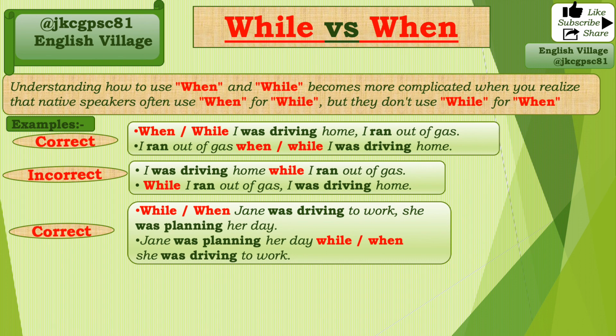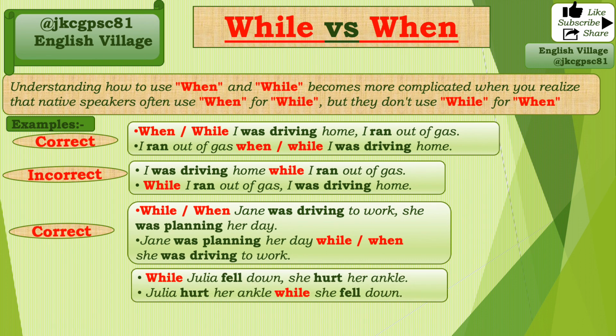So this is the correct way of saying. While Julia fell down, she hurt her ankle. Julia hurt her ankle while she fell down. So falling down is an action that would happen instantly. It would not happen over a period of time. So it is referring to past simple, that specific point in the past. So while here is the incorrect way of usage.